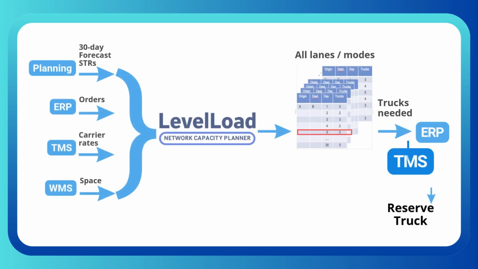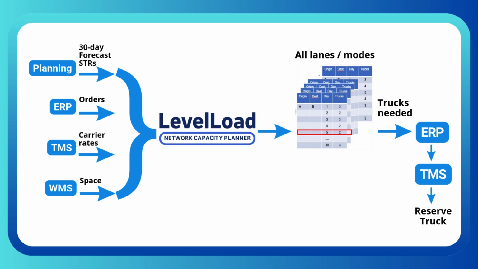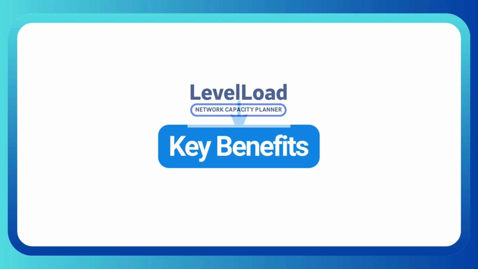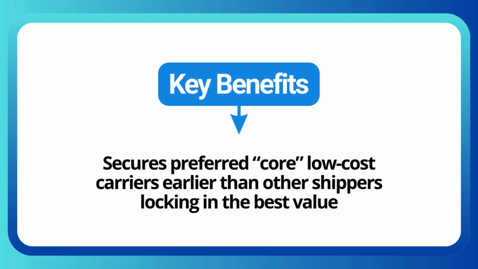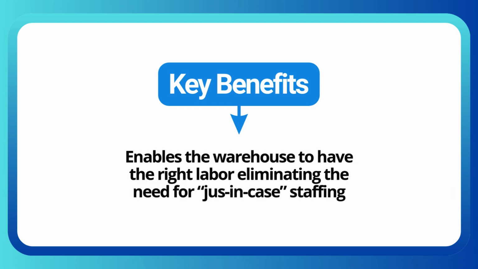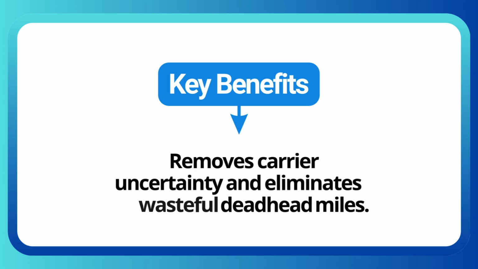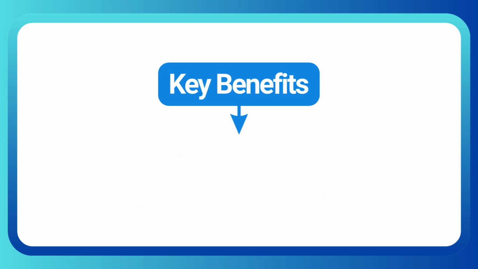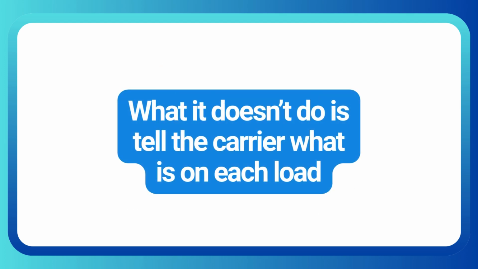Key benefits of the unconstrained supply plan being turned into something that can be executed include: secures preferred core low-cost carriers earlier than other shippers, locking in the best value. Enables the warehouse to have the right labor, eliminating the need for just-in-case staffing. Removes carrier uncertainty and eliminates wasteful deadhead miles. What it doesn't do is tell the carrier what is on each load.